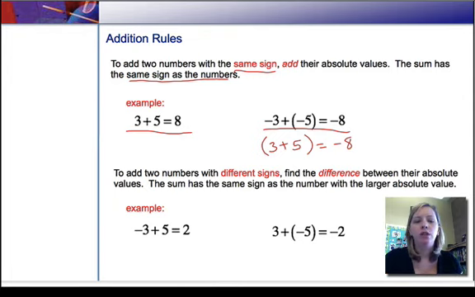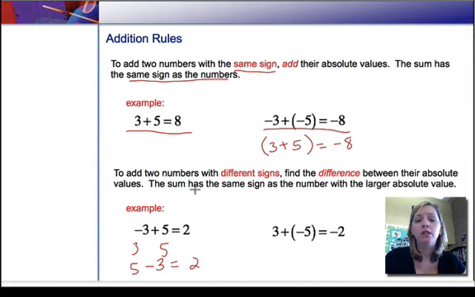Now if we want to add two numbers that have different signs, what we want to do is find the difference between their absolute values. That means subtract the numbers. So here's an example. If I have negative 3 plus 5, the absolute value of negative 3 is 3, and of course the absolute value of 5 is 5. So start with the bigger number. The bigger number is 5, and we want to find the difference. That means subtract. So we're going to do 5 minus 3, which is 2.